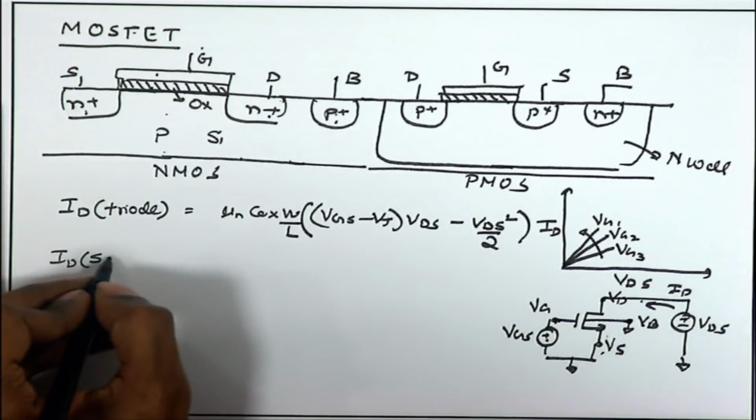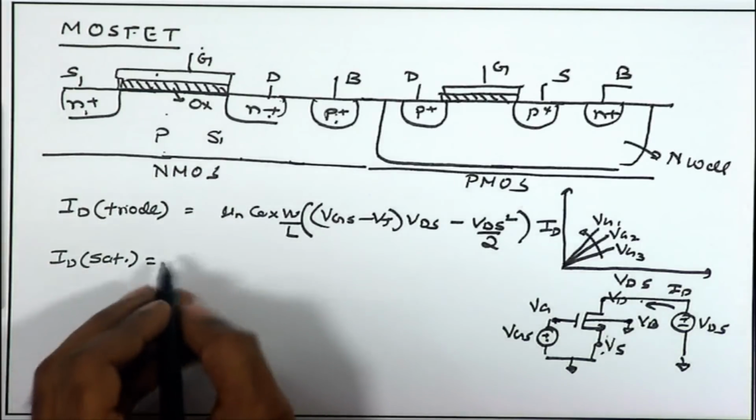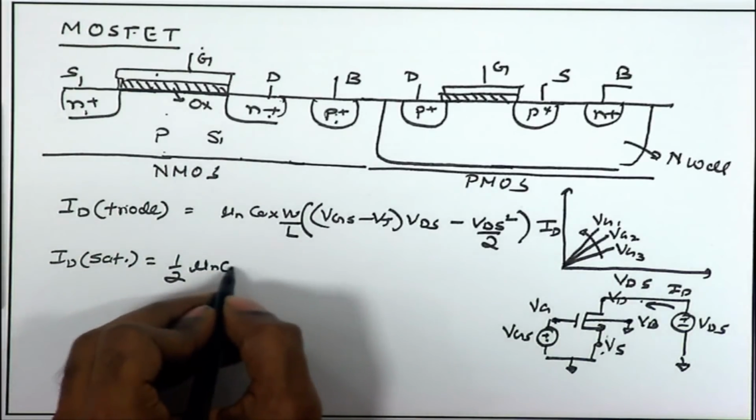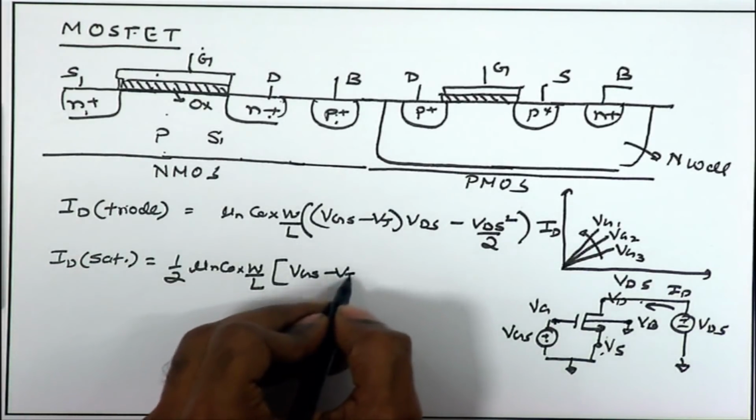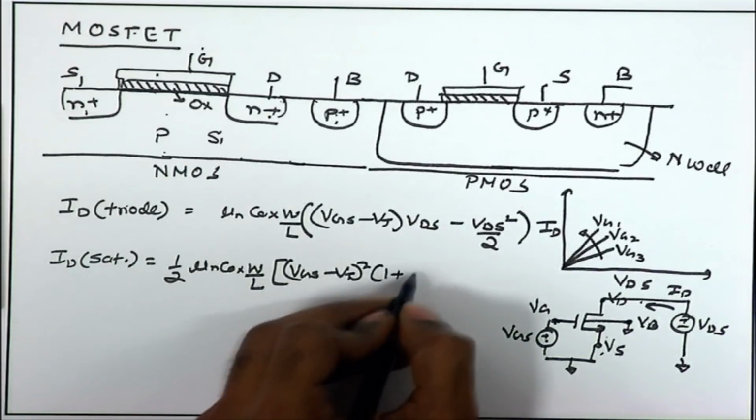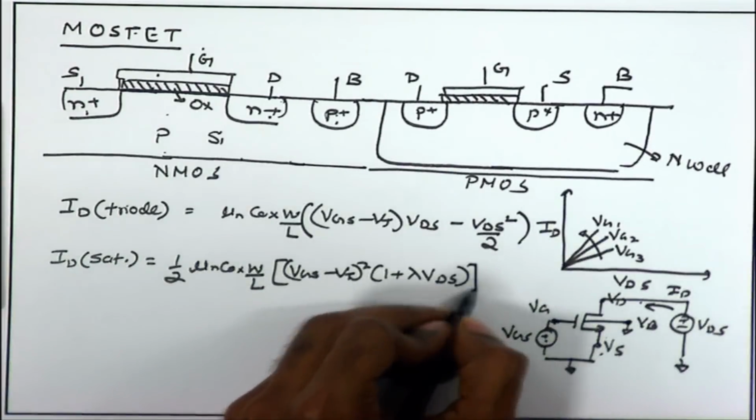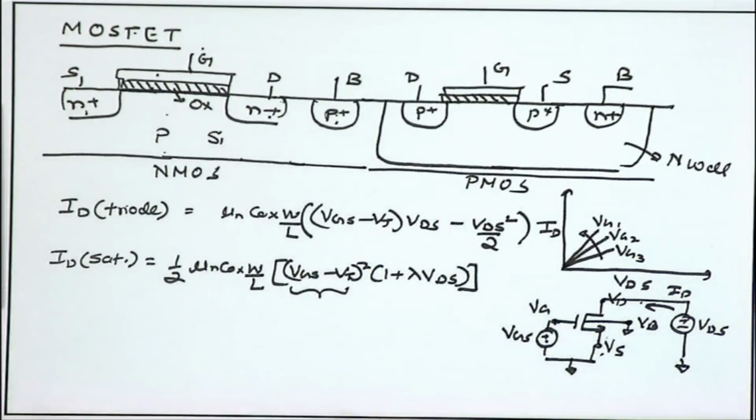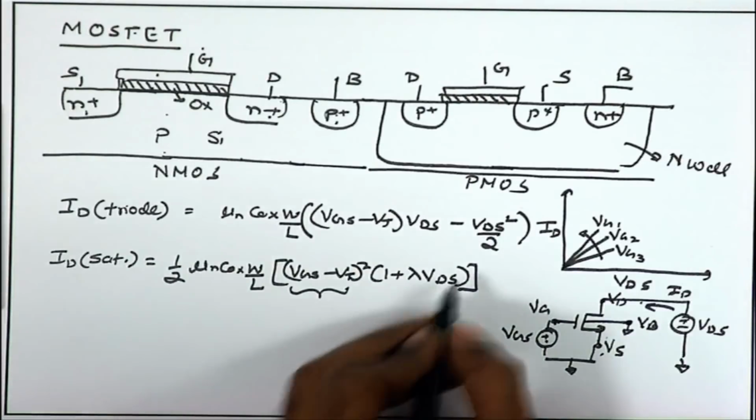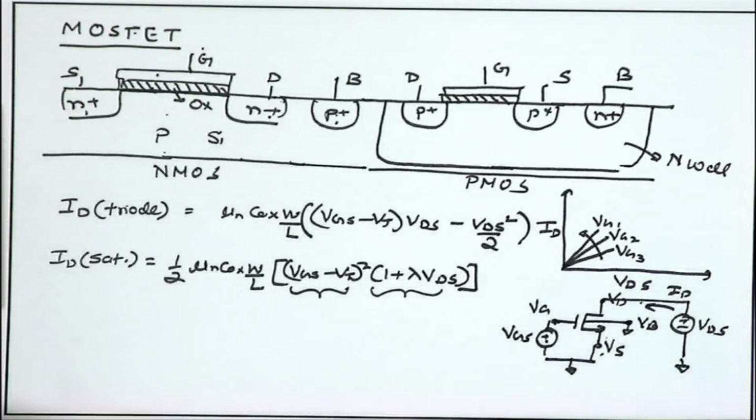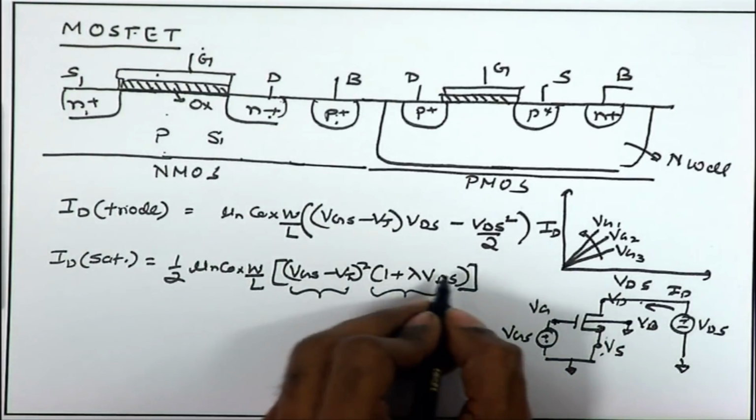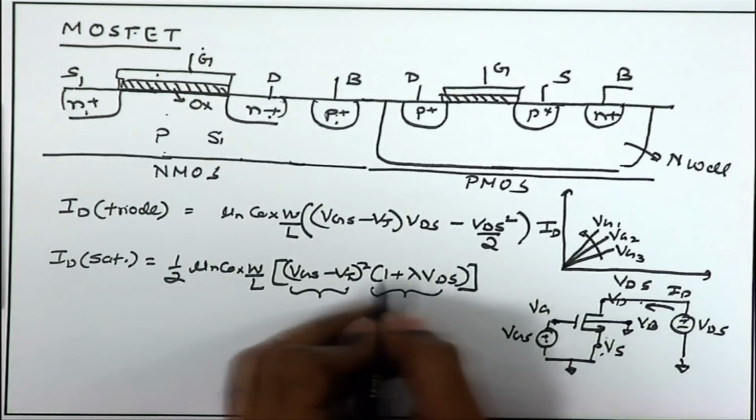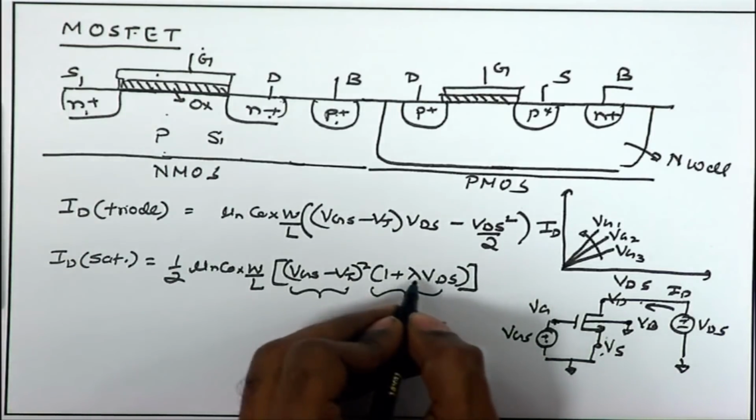So, for saturation region, we know the overall current equation. The first term gives us the square dependency of current on the gate to source voltage, VGS minus VT square, and the second term gives us the dependency on the drain to source voltage, the proportionality factor being lambda. So, we will briefly discuss this concept of lambda, how channel length modulation occurs, and what its role is in analog circuits.